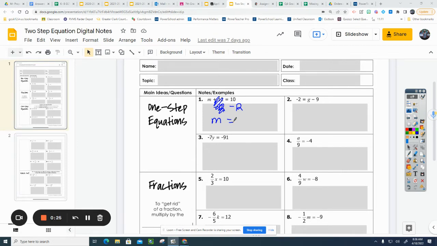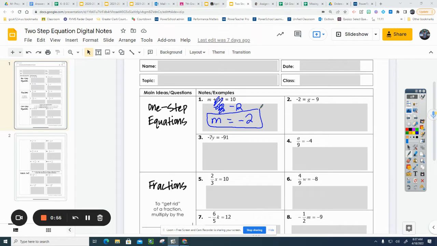Now we can't do 10 minus 12 unless we think about our integer operations. So 10 minus 12 is what? Negative 2. Very good. So that one is finished. Number 2 we're going to review as well. So negative 2 equals g minus 9. How do I move the negative 9 away from the g?